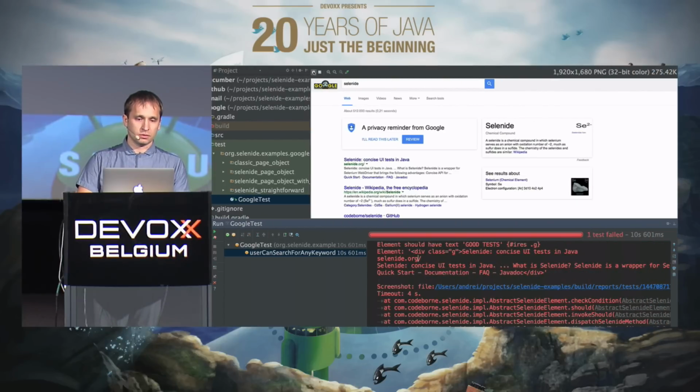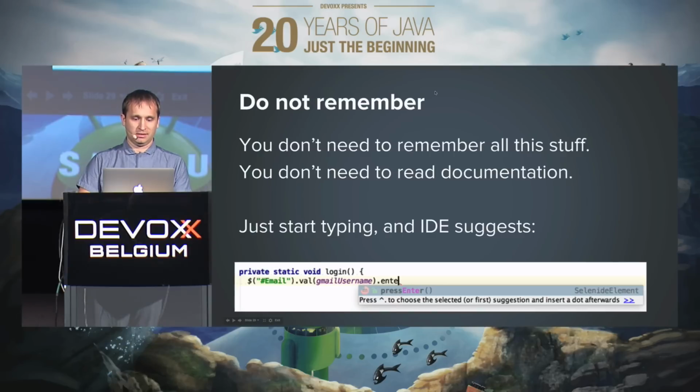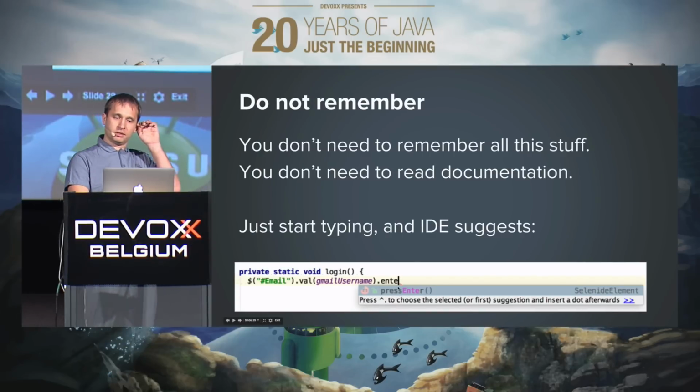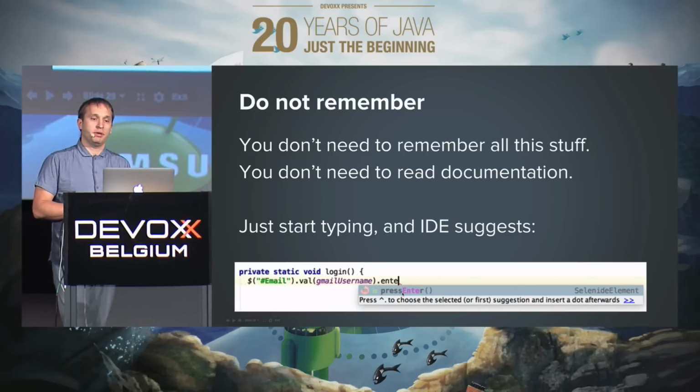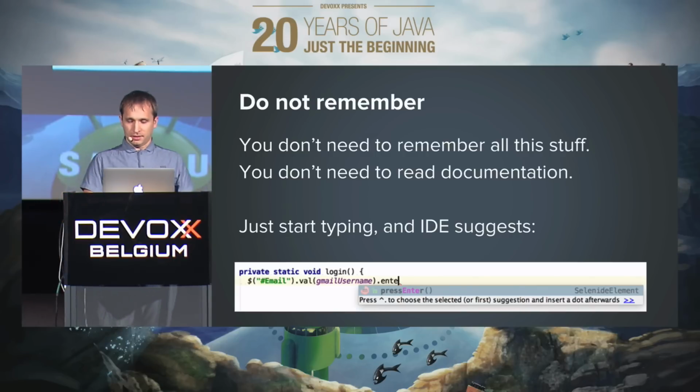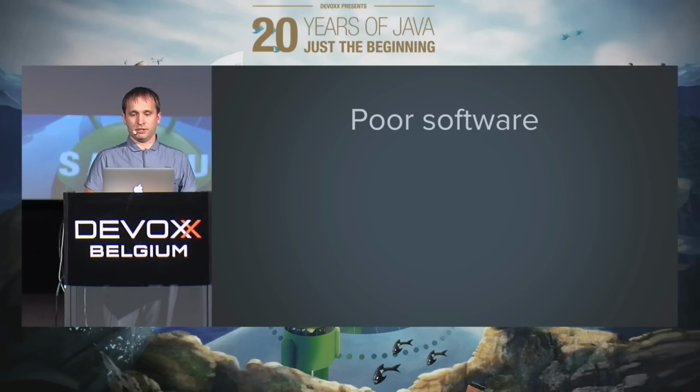This is what I demonstrated here. So you put a dot and just look for all possible options. You do not need to remember anything. Pretty convenient for writing tests.